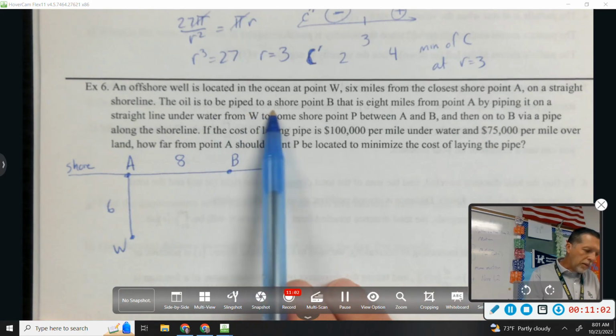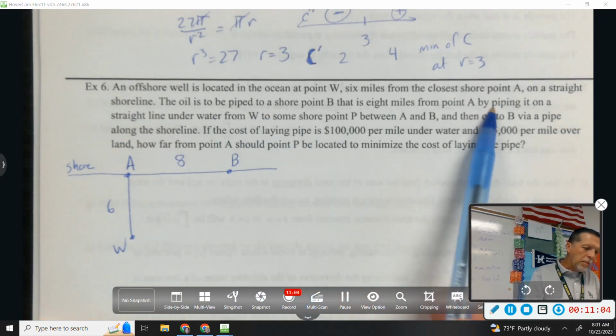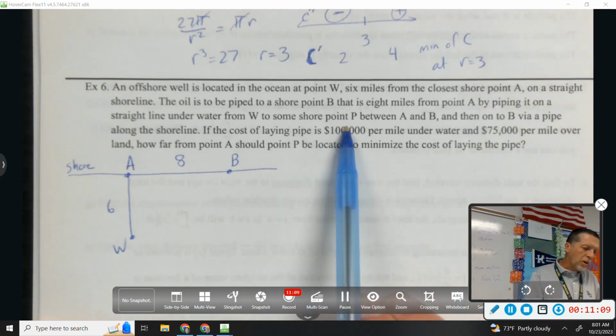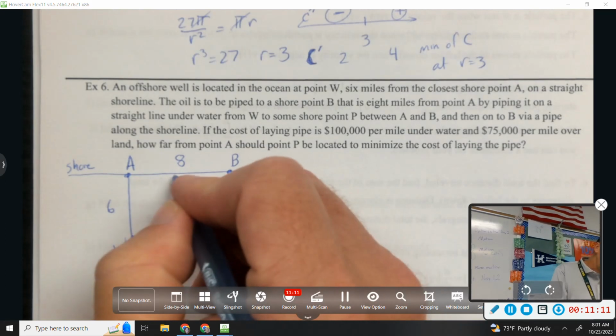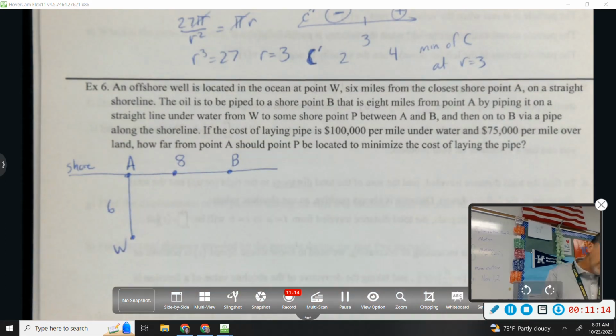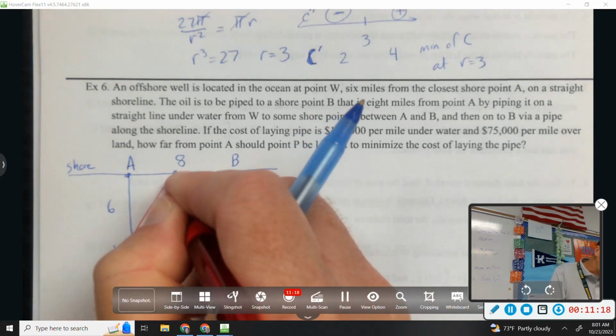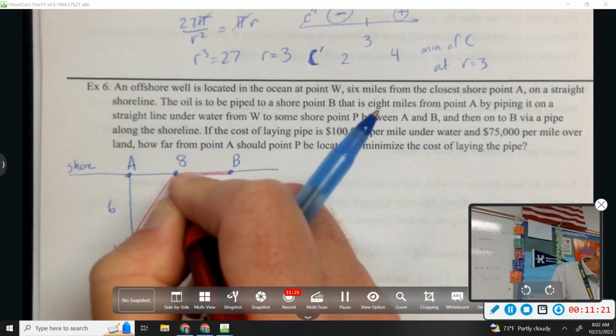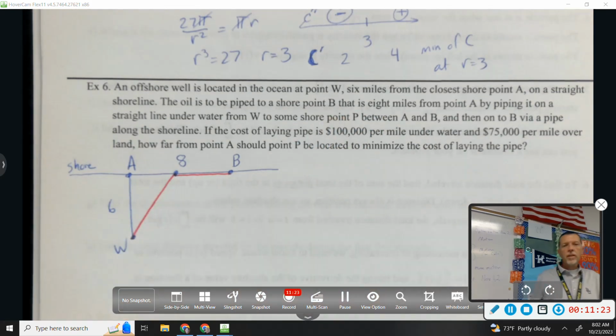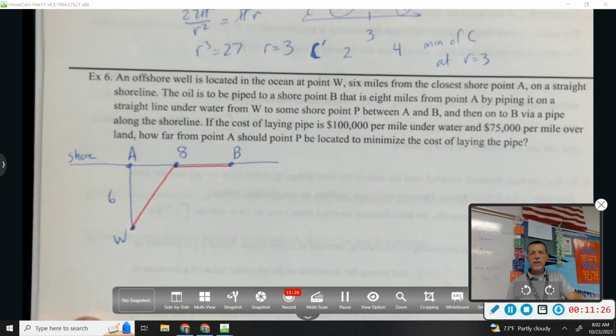The oil is to be piped to a shore point B that is 8 miles from point A by piping it on a straight line underwater from W to some shore point between A and B, and then on to B via a pipe along the shoreline. Okay, so we're going to go from here to there. Probably because it costs more to lay pipe underwater than it does to lay it on land.